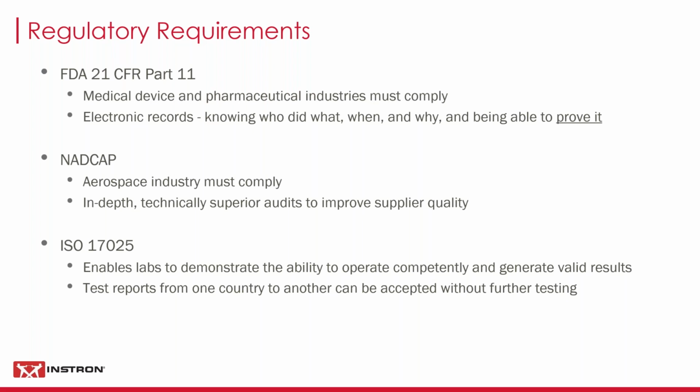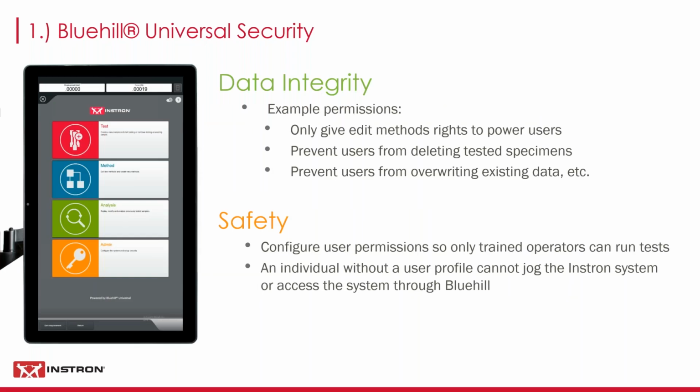So with that said, let's jump into the different components of Bluehill Traceability, with the first component being Bluehill Security. So Bluehill Security is used to create user profiles to access the Instron system. At a high level, Bluehill Security is used to ensure data integrity and safety. So data integrity can be achieved by configuring user profiles.